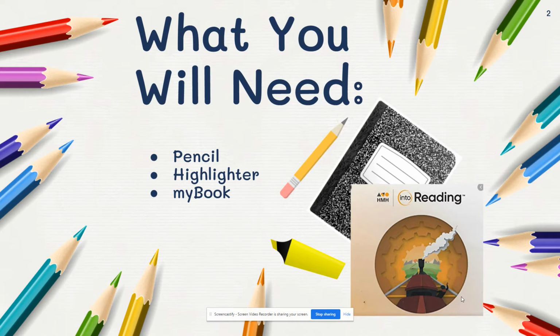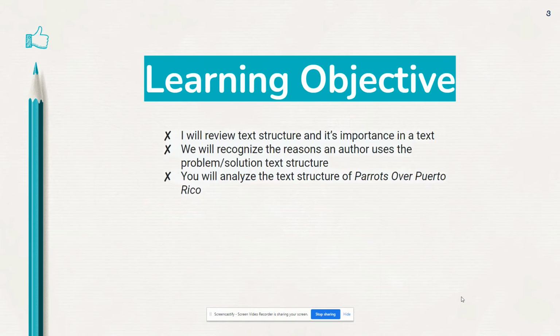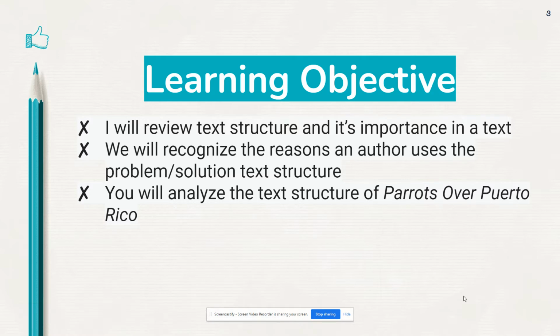Okay, good to have you back. Now that you have all the materials you need, I want to tell you our objectives for this lesson. I will review text structure and its importance in a text. We will recognize the reasons an author uses the problem and solution text structure, and then you will analyze the text structure of Parrots over Puerto Rico.